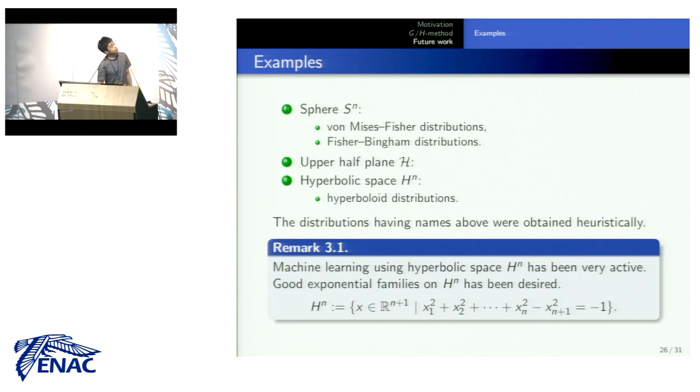We consider the following three examples for our future works: a sphere, the upper half plane, and hyperbolic space. There are famous distributions such as von Mises-Fisher distributions, Fisher-Bingham distributions, and hyperbolic distributions. They were obtained heuristically, but by using our method, we obtain these distributions systematically. These examples are very important mathematically and practically. In particular, machine learning using hyperbolic space has been very active, so good exponential families on hyperbolic space have been desired.